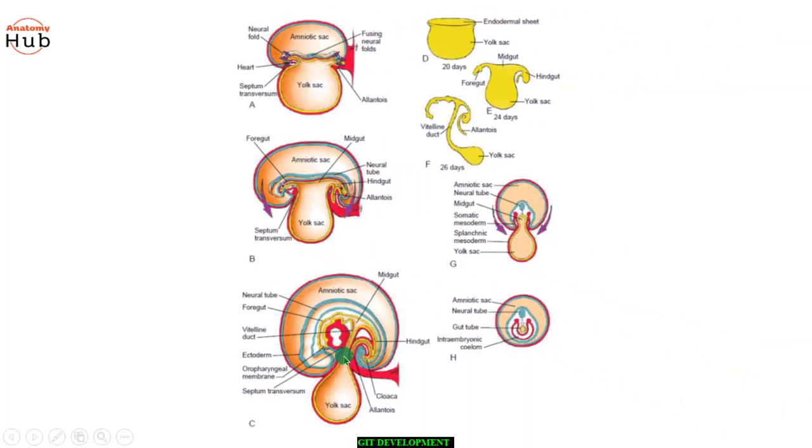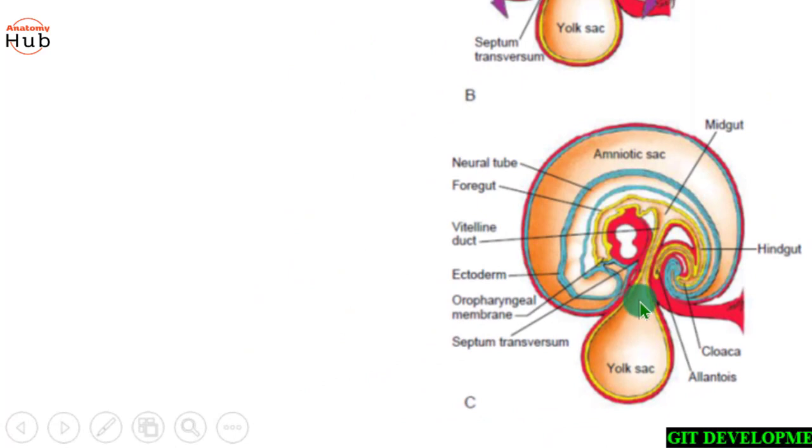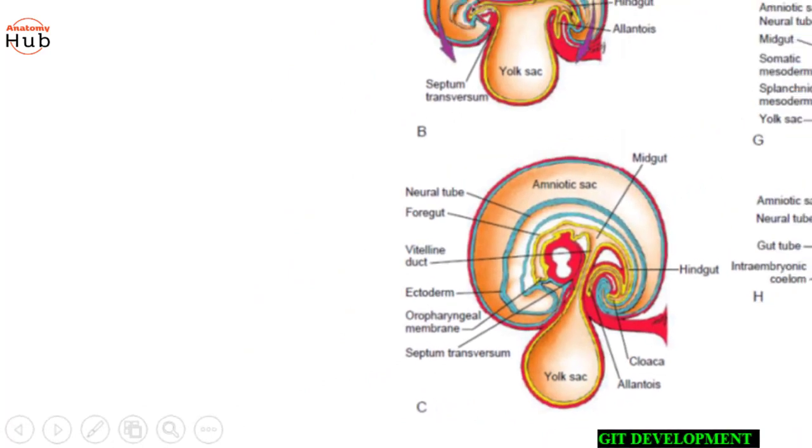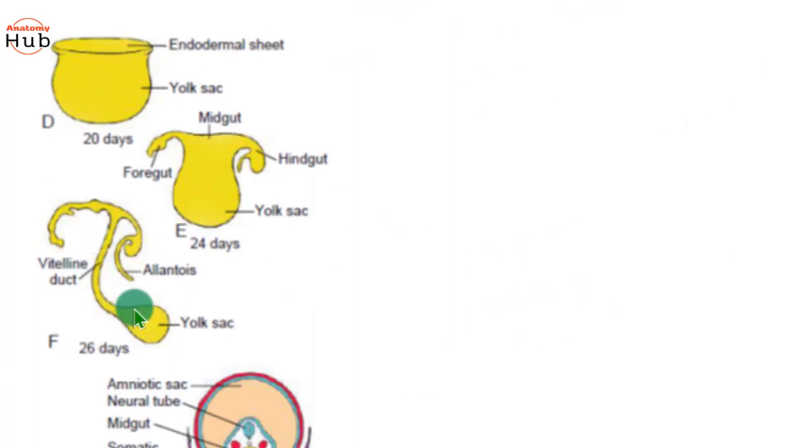However, as the gut tube forms, the neck of the yolk sac is gradually constricted, reducing its communication with the midgut. By the end of the sixth week, the gut tube is fully formed and the neck of the yolk sac has been reduced to a slim stalk called the vitelline duct.